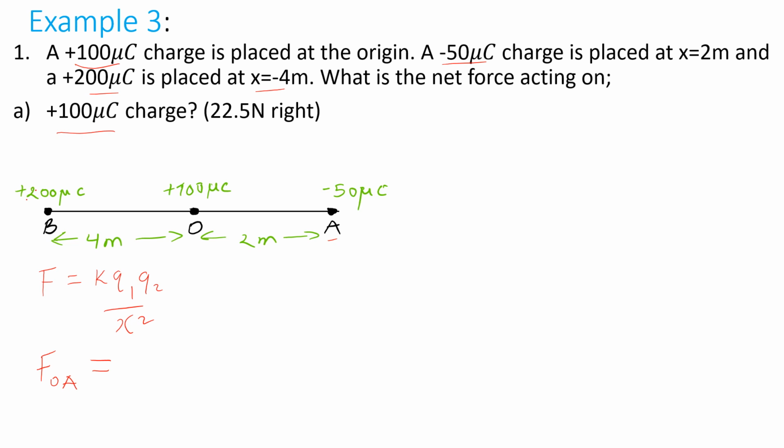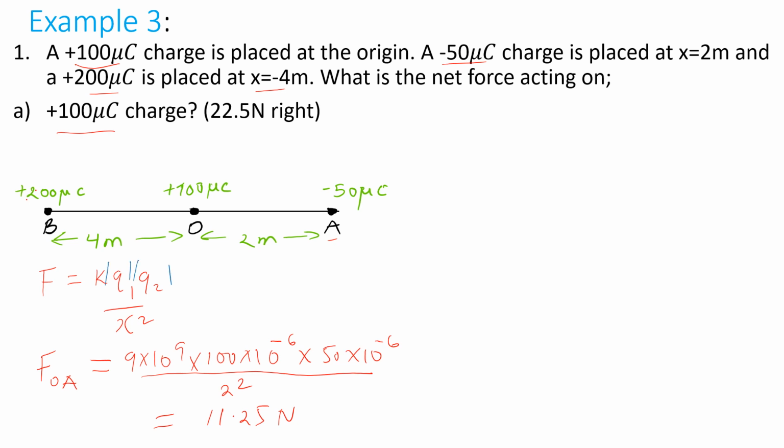In this case, we are pretending that the 200 microcoulomb charge doesn't exist. So the force on O due to A, using the formula, you feed in 9 times 10 to the power 9, times Q1, which is 100 times 10 to the power negative 6, times Q2 due to A, which is 50 times 10 to the power negative 6, divided by the distance, which is 2, squared. This is going to give you 11.25 newtons. Remember that the 50 is negative, but in this formula we deal with the magnitude of charges, so we ignore the negative sign. And now we have the force.